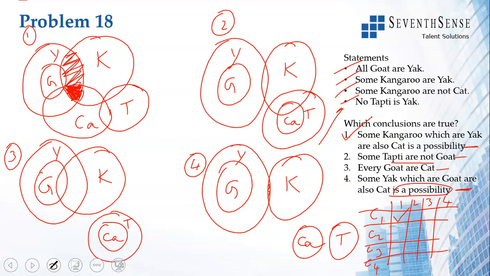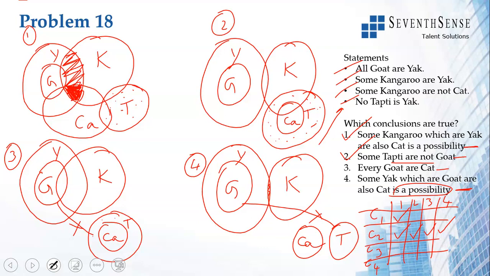Done. Some tapti are not goat. If you see here, in the first diagram, all tapti are not goat. So some tapti are also not goat. Tick. Now I need a tick in all the diagrams. Here too, all the taptis are not goats. I got a tick. Here there is no connection between tapti and goat. Here there is no connection between tapti and goat. So I have gotten tick and tick. I have gotten ticks in all the diagrams. So conclusion 2 is also true. Some tapti are not goat is true.